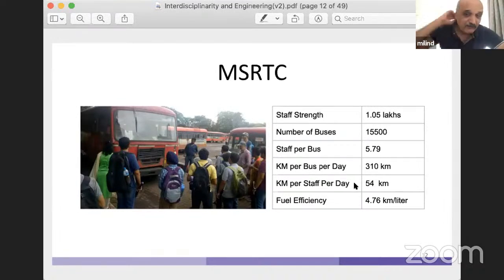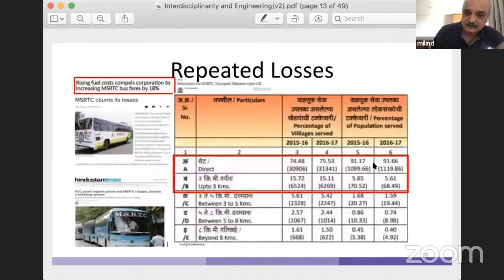Now here is where the performance starts showing. So if you have a bus, it should be on the road for 12 hours. So if I divide by 12, we see that it's probably going at 24 kilometers per hour. So either the roads are bad or the buses are not being utilized well enough. Then kilometers per staff, 54. So is that good? And fuel efficiency is 4.76. So hidden in these numbers is really how MSRTC is doing.